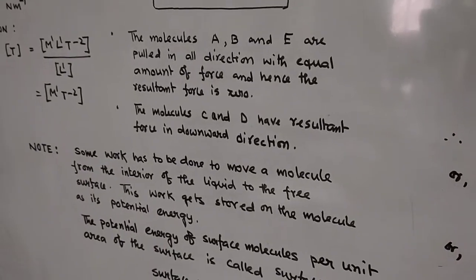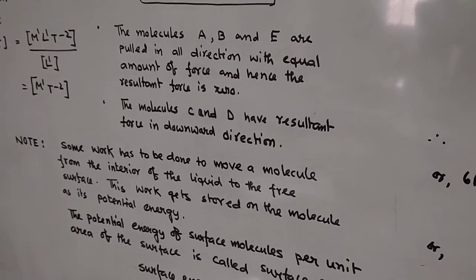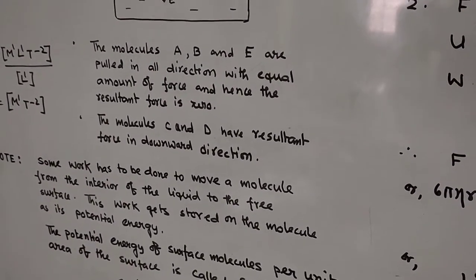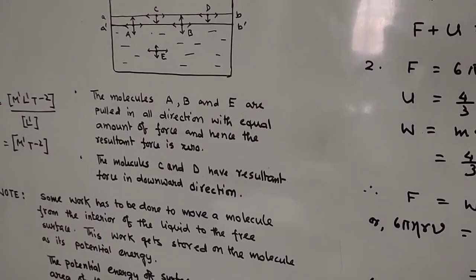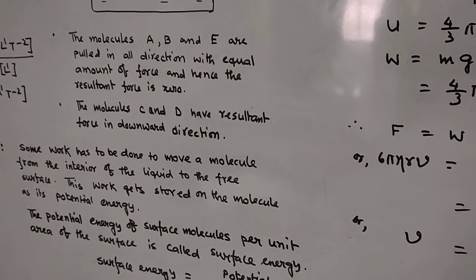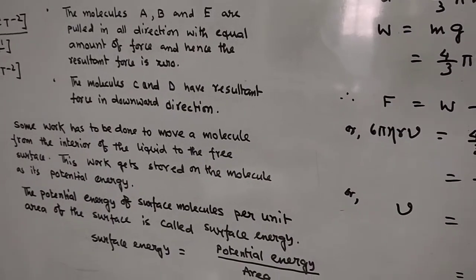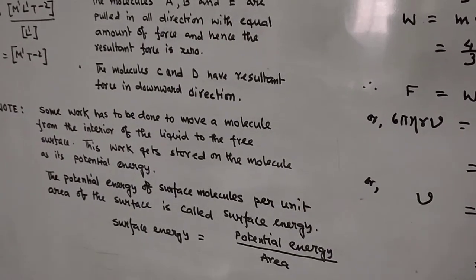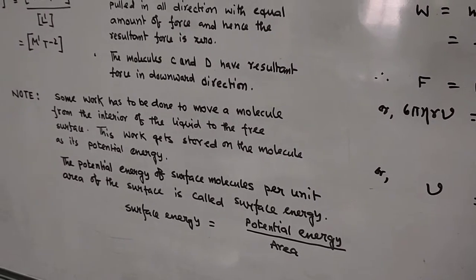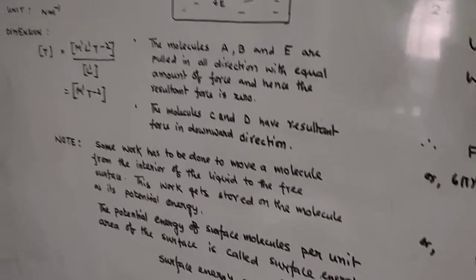So this part we have written: some work has to be done to move a molecule from the interior of the liquid to the free surface. This work gets stored in the molecule as potential energy. The potential energy of surface molecules per unit area of the surface is called surface energy. So this is one more topic, surface energy, and surface energy is nothing but potential energy per area. This topic we are going to use later on.